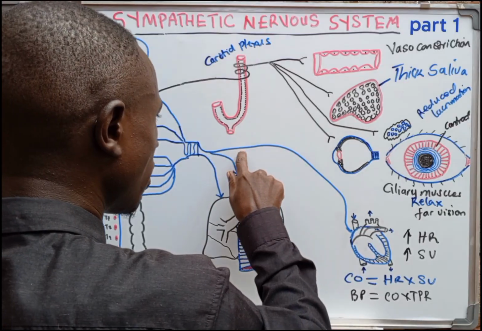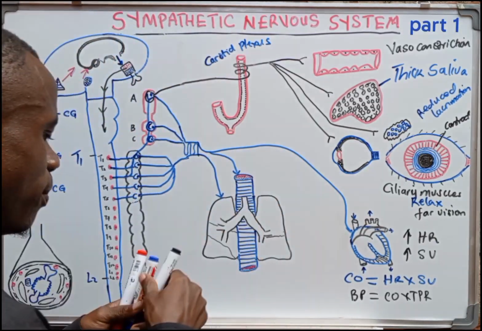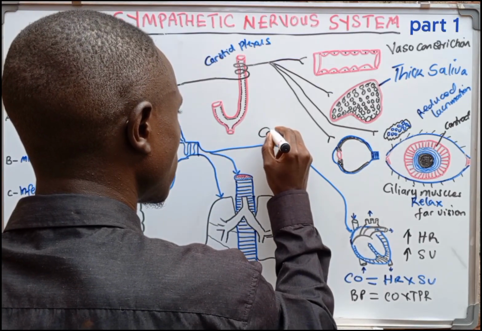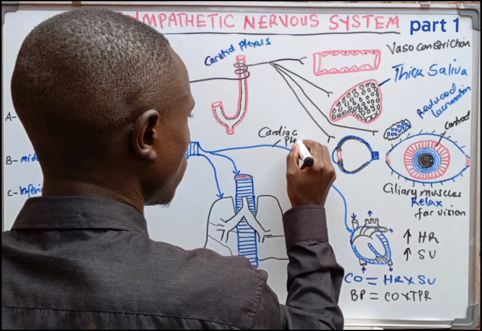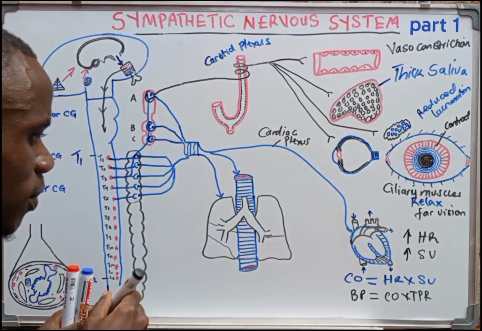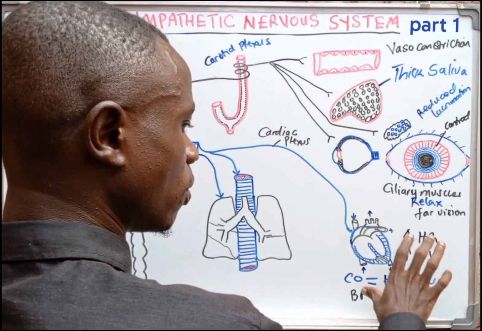And now, these postganglionic fibers are going to be part of the plexus we call the cardiac plexus. So that's going to be the effect on the heart.